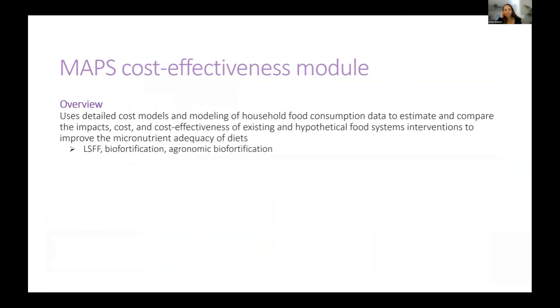For the remainder of today's session, we're going to be focusing on the other module of the tool that's live, the cost effectiveness module. So at kind of a high level, the cost effectiveness module is designed to use detailed cost models in conjunction with modeled household food consumption data to estimate and compare the impacts, cost, and cost effectiveness of existing and hypothetical food systems interventions for improving the micronutrient adequacy of diets.